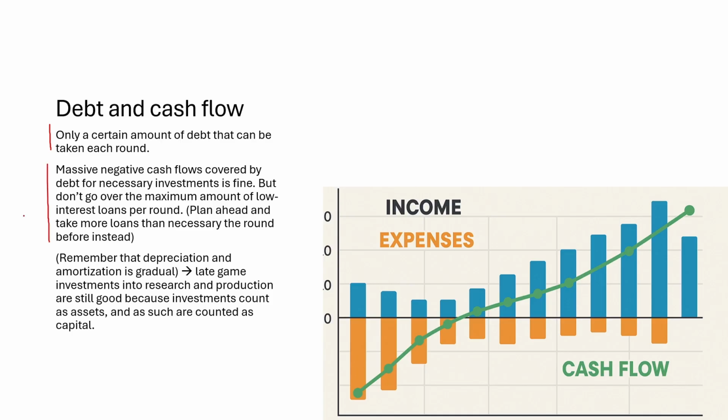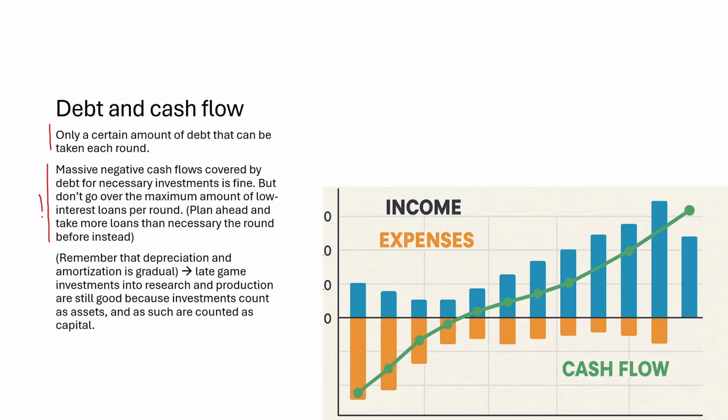But for the strategy that I recommend, I will say that taking massive negative cash flows and covering it with debt is completely fine, if you're using it for research and building factories, which is an essential part of the strategy that I recommend. You should, however, not go over the maximum amount of low interest loans at $1 million.